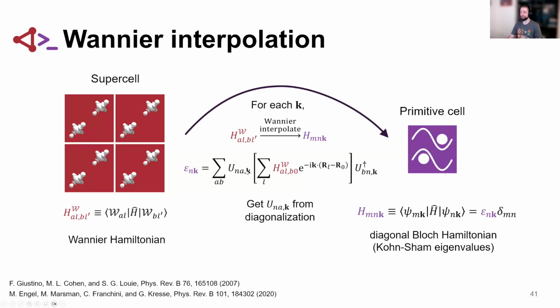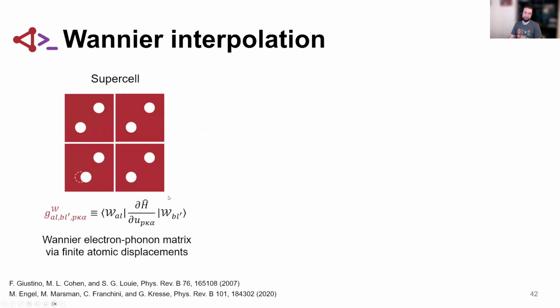To be more precise, in practice, what you do is you do this Fourier transform and then you perform a diagonalization, because you know this matrix is supposed to be diagonal. And then you get your U matrices from that diagonalization. And this exact concept also works for matrix elements. So same picture, but slightly different.